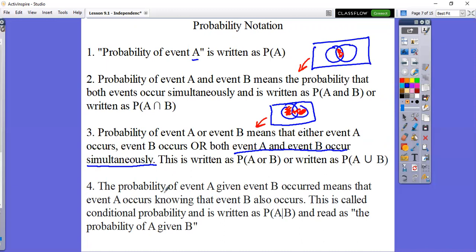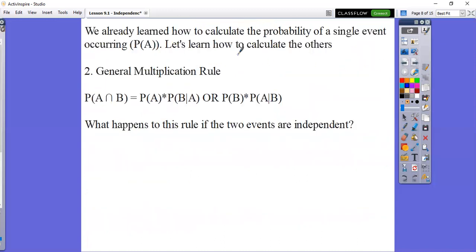So the last one is called conditional probability. It's the probability of event A given event B occurred. What this means is that if we know event B occurs, what's the probability event A also occurs? And we write this as P of A line B, and you read this as probability of A given B, meaning that event B already occurred. Let's find the probability that A also occurs.